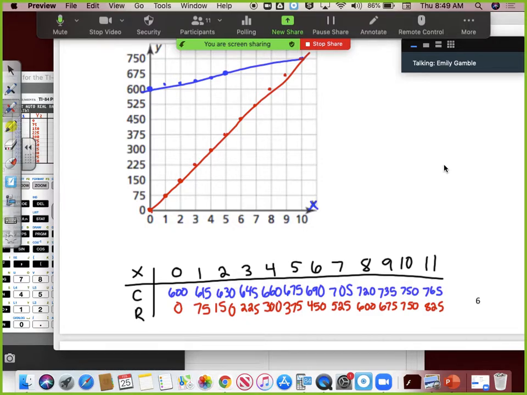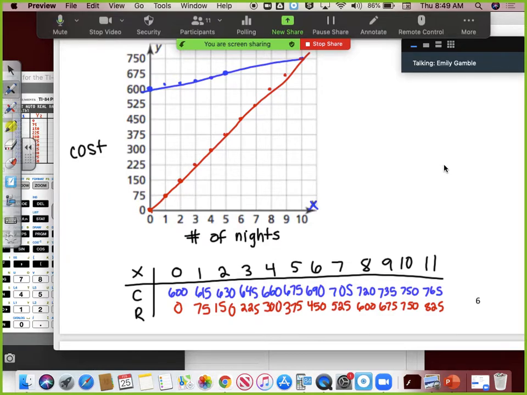The red is representing the revenue. The blue is representing the cost. I did forget to label what X represents, X and Y. It's important to write on your graph. X is going to be the number of nights. And Y just represents cost. So it's important to just write that.